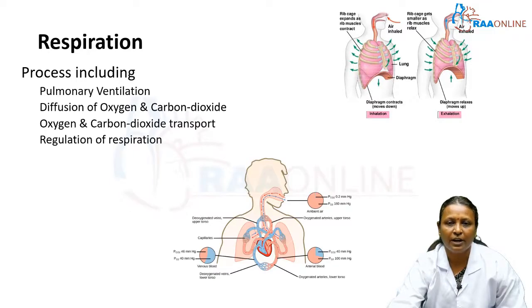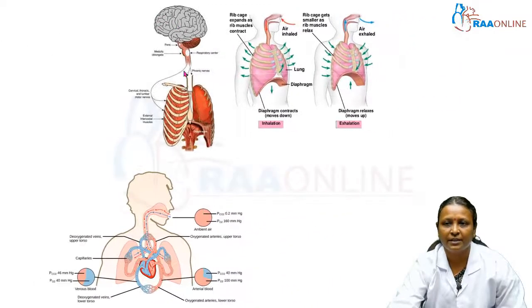Then comes your regulation of respiration. The respiratory centers are located in the medulla, and regulation of respiration is for the movement of your thoracic cage and the circulation.